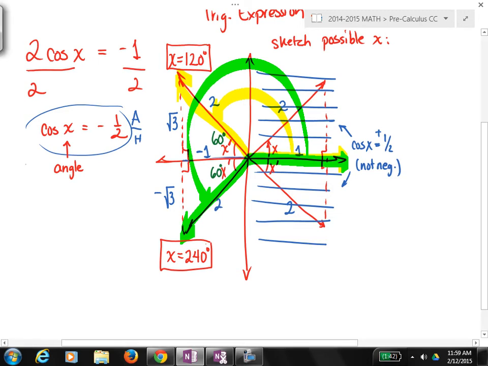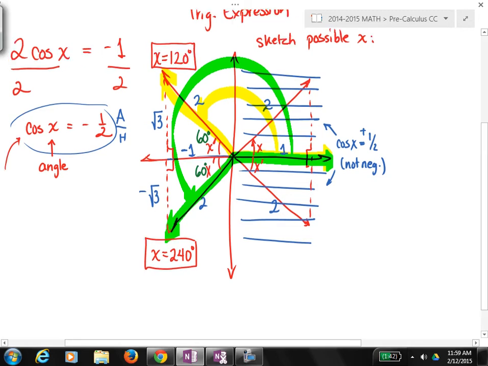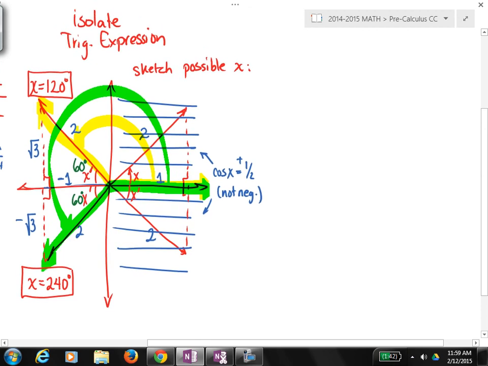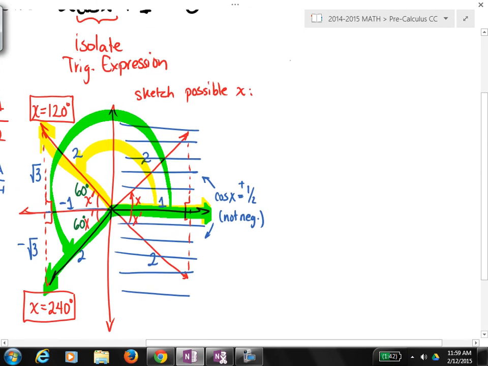In the section from 4.4, I gave you this problem, but there I only asked for the answers from 0 to 2 pi. So you would be done right there. You would say x equals 120 is my answer, x equals 240 is my answer. The only difference for this lesson is that it wants you to give all of the answers.